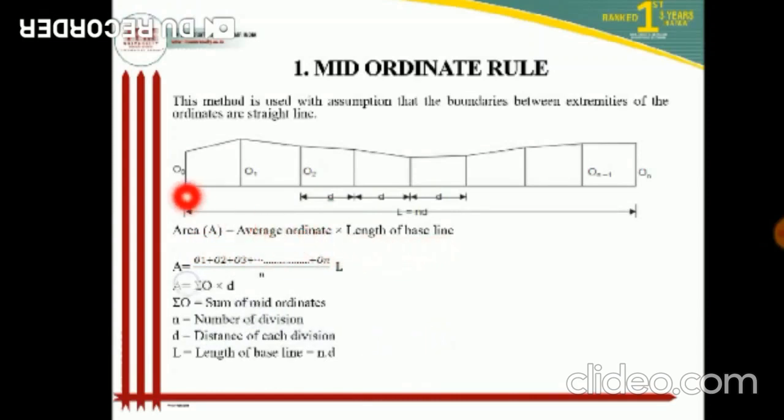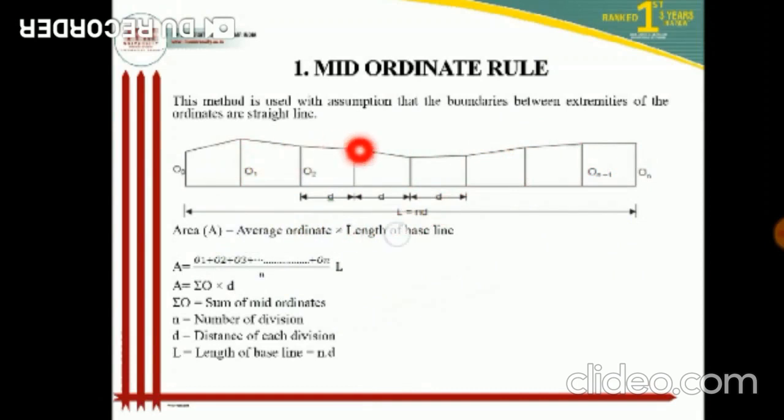What is ordinate? Suppose this line is our baseline. What is baseline? Baseline is actually a line on which all the framework of the survey is laid. So that line is called baseline. From this baseline, the lengths taken to the right or left of it are called offsets.